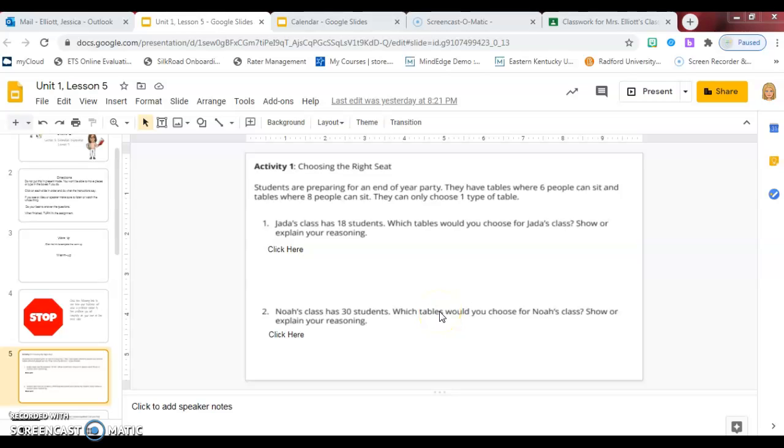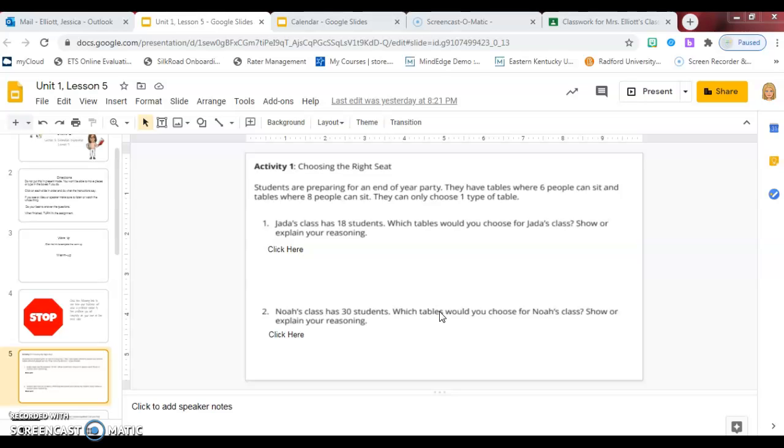All right, guys, so for activity 1, it's called choosing the right seat. And here's what it says. Students are preparing for an end-of-the-year party. They have tables where 6 people can sit and tables where 8 people can sit, but they can only choose one type of table. So question number 1 says, Jada's class has 18 students.